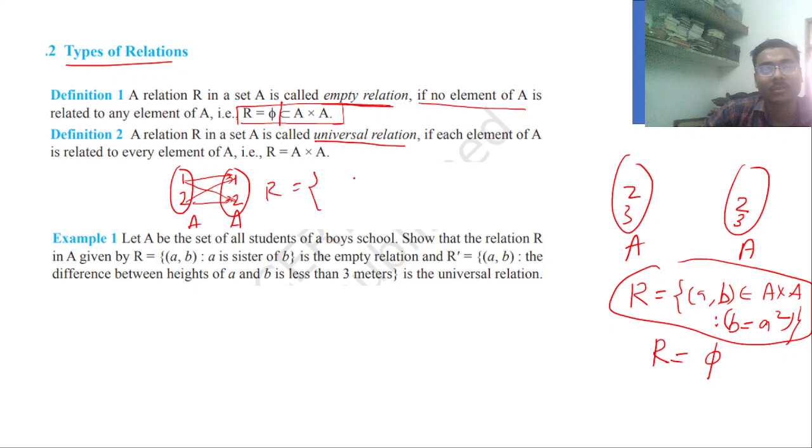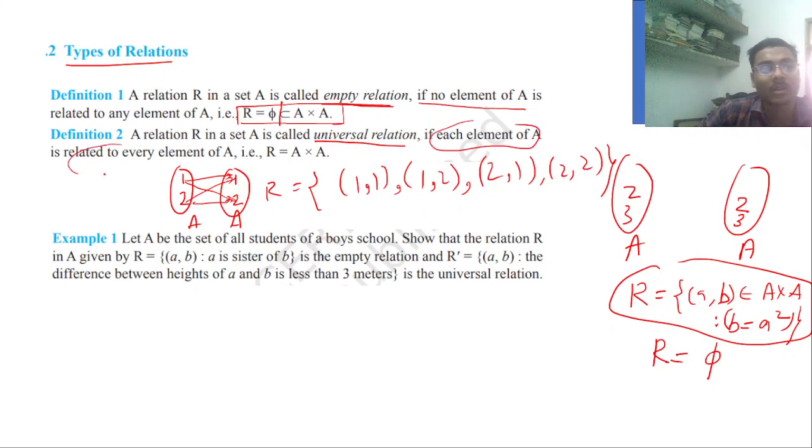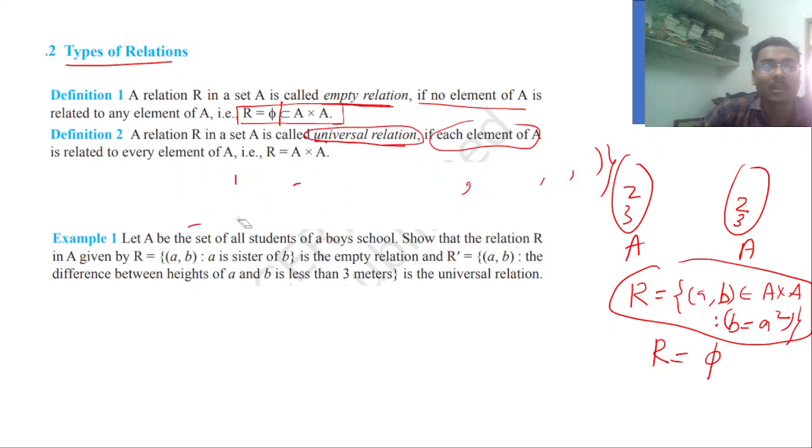So in the relation you will get (1, 1), (1, 2), (2, 1), (2, 2). Such types of relation, in which each element of A is related to every element of A. 1 is related to this element and 1 is also related to this element. 2 is related to this element and 2 is also related to this element. That is where we call it a universal relation. Now I am going to elaborate these two types with a few examples.